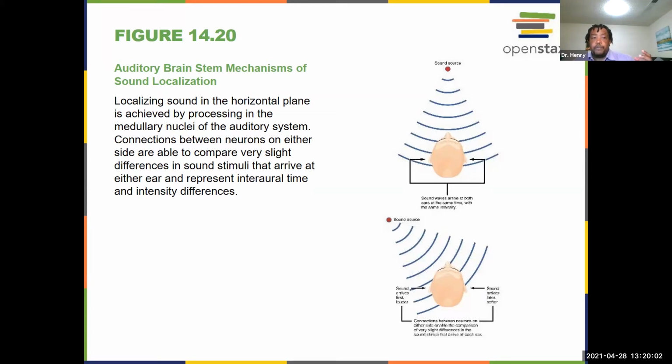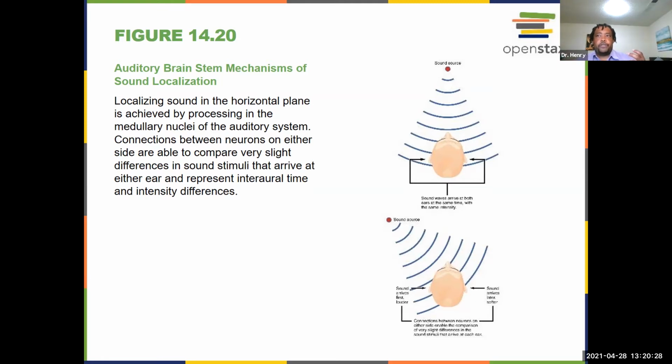And so this is called the interaural time and intensity differences. So the neurons are responsible for recognizing that. If sound is coming in evenly from both sides, it has the same intensity, it also recognizes that as well. So those neurons are responsible for recognizing that too.